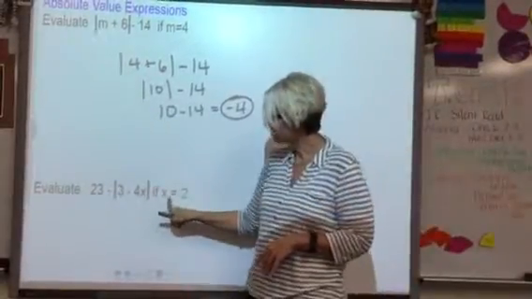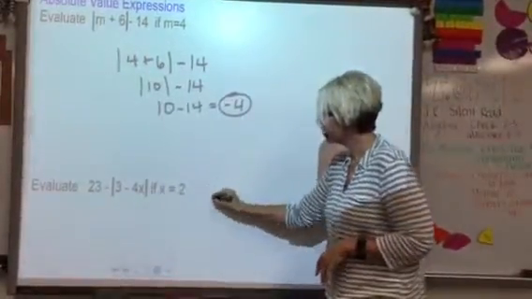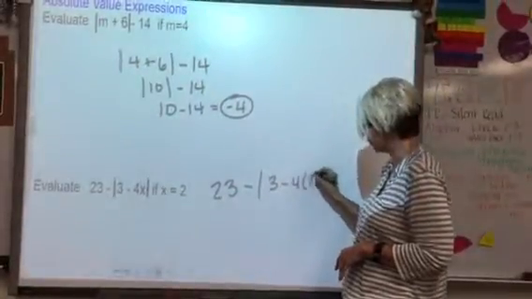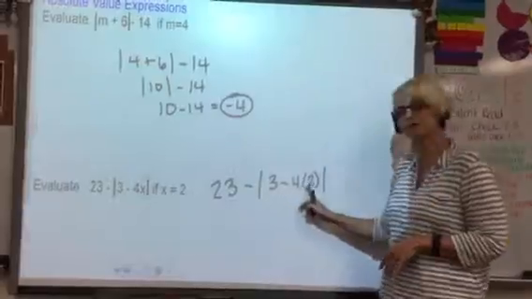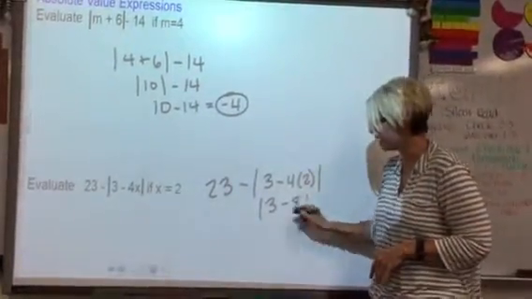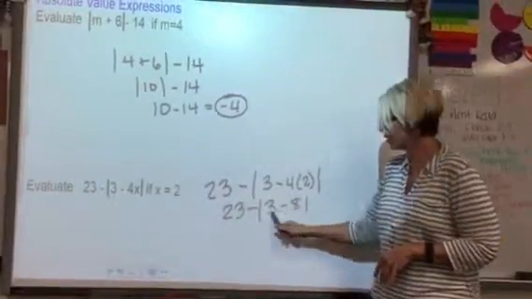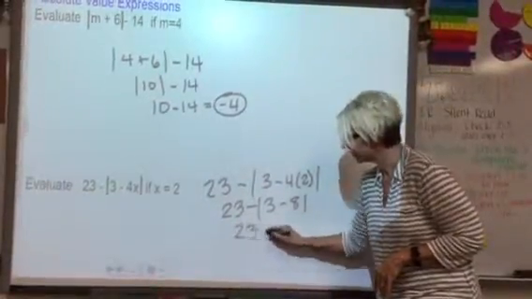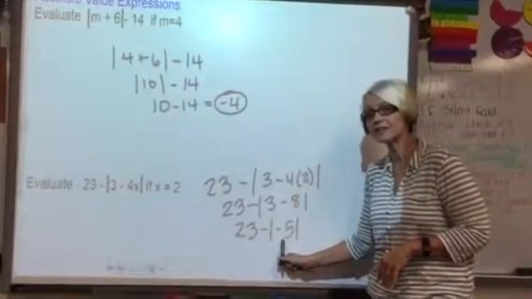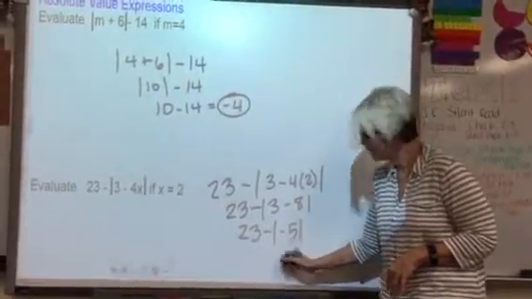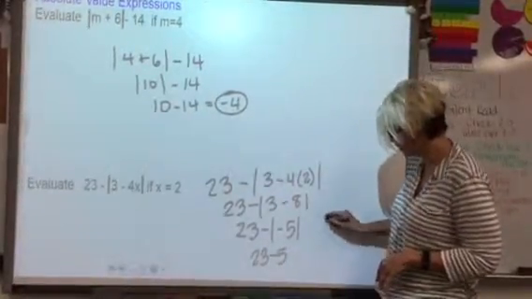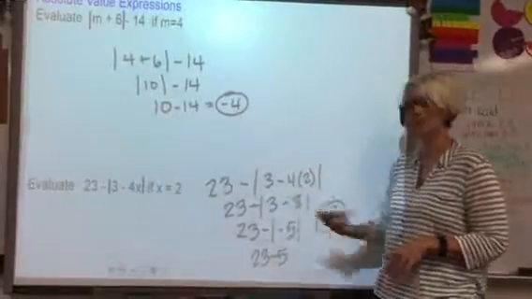How about here? X is 2, and we're going to plug that in. So I have 23 minus the absolute value of 3 minus 4 times 2. Well, 4 times 2 is 8. So this is 23 minus the absolute value of 3 minus 8. 3 minus 8 is -5. So you have to ask yourself, how far is -5 from 0? 5 steps. So this is 23 minus 5, which is 18. So your value is 18.